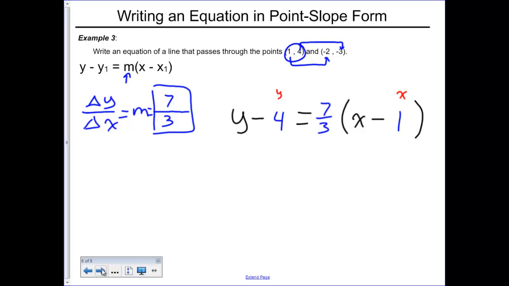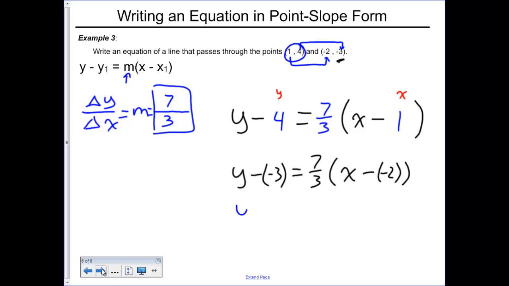Now what if I chose the other point instead? Y minus, leave a little space there, I got my 7/3, x minus. Well, my y value on this one over here is a -3, so I got to make sure I put it in parentheses. And my x value is a -2, so I got to make sure I put that in parentheses. And technically that's it, but I'm going to go one step further and rewrite it without the minus negative in there. So y, instead of minus negative, we're going to put +3 is equal to 7/3 x, and then minus -2 is +2.